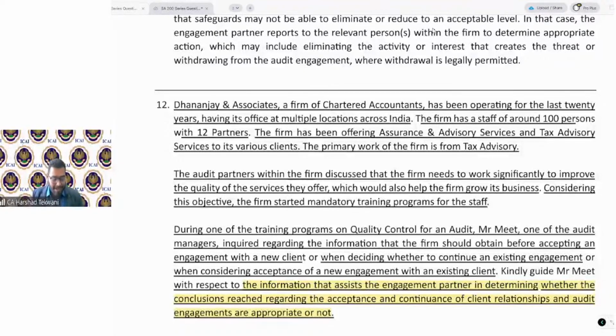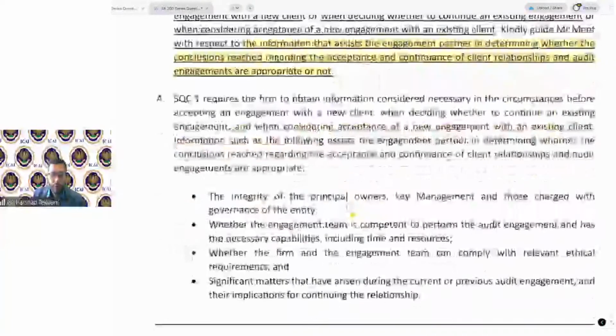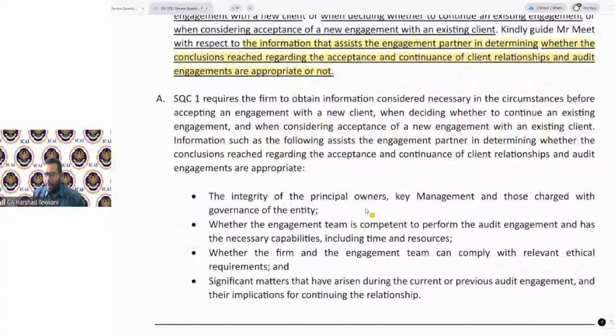Okay, let us see the answer. Generally, the requirement is there in the SQC1. So what SQC1 says in this area with respect to the client acceptance continuance? SQC1 requires the firm to obtain information considered necessary in circumstances before accepting an engagement with new client.